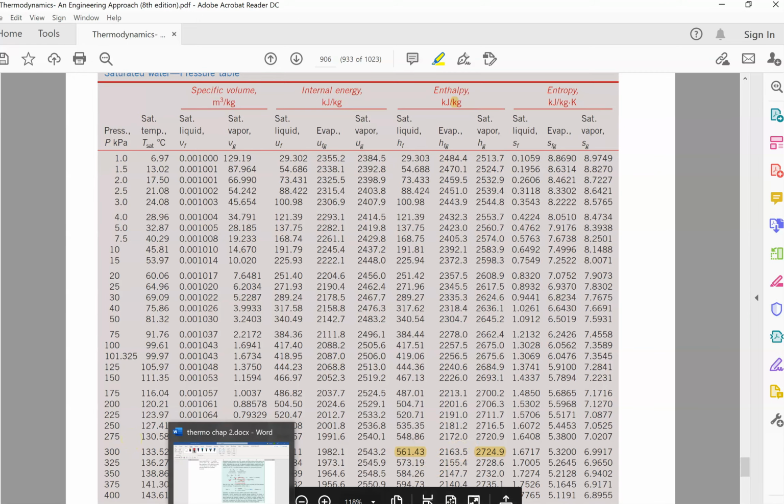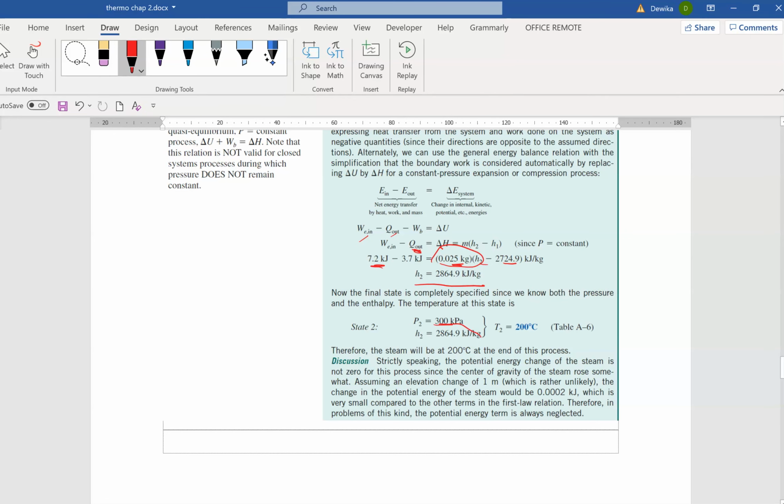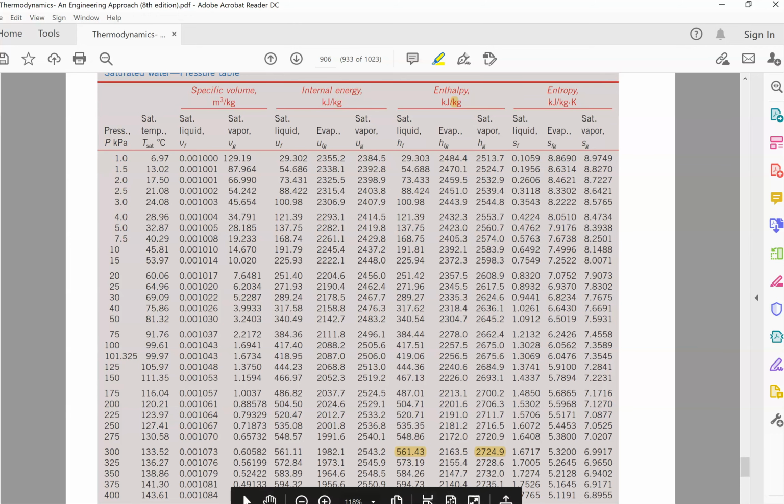Okay, let's check the value. H2 value is 2864. Let's look at this. Oops, accident, right? Because the highest value is 2724. It means this table you cannot use. So you go to the superheated steam table, because it means it is superheated. So you have to go to 0.3, which is 300 kilopascal.